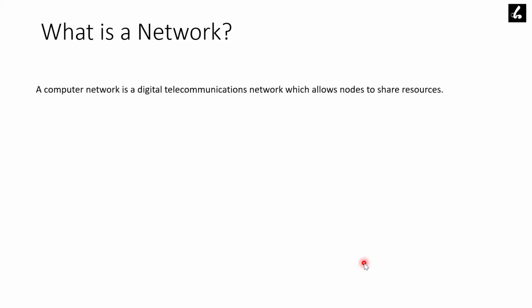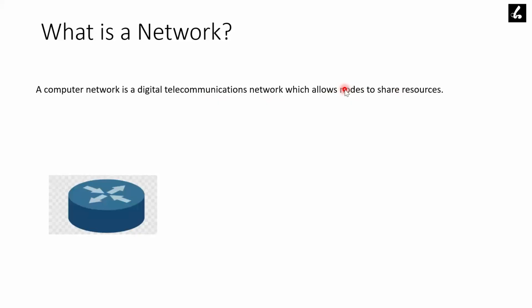As per the internet definition, a computer network is a digital telecommunication network which allows nodes to share resources. Nodes can be anything: a mobile phone, a router, a switch, a PC. Any two nodes sharing information, that is itself a network. There are different nodes in a network, so let us learn their names first.